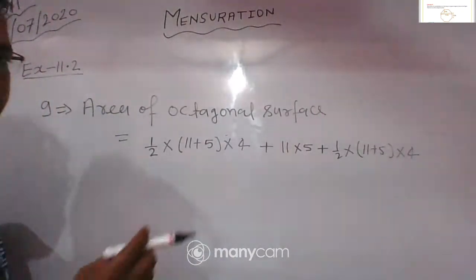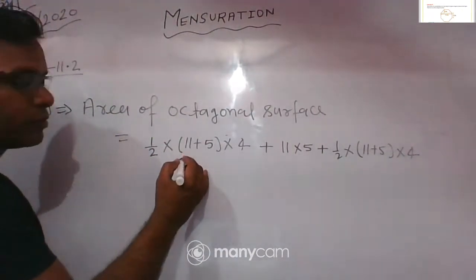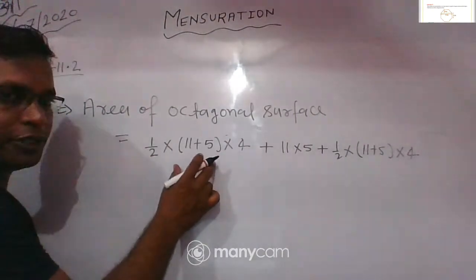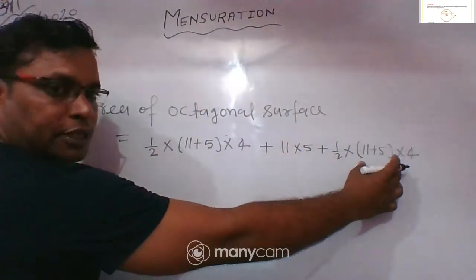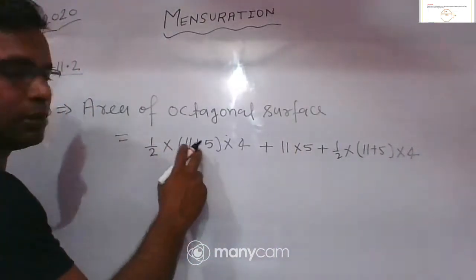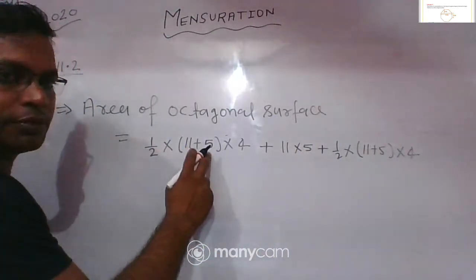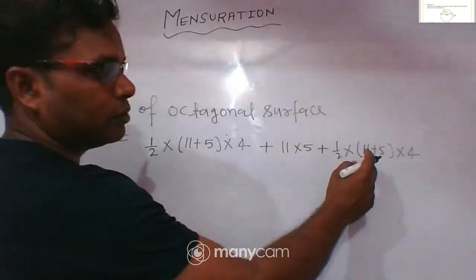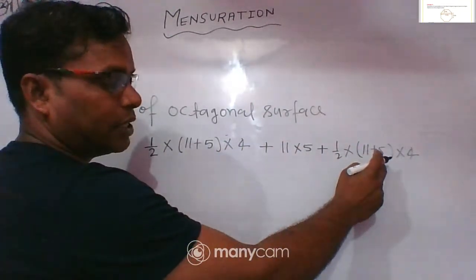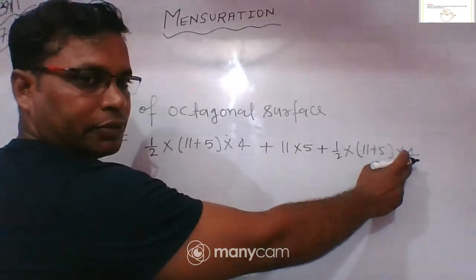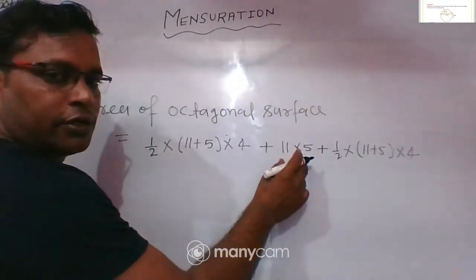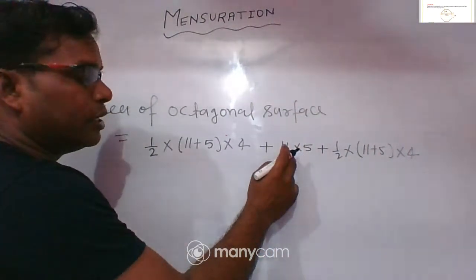So you can see this is the first part, this is a part of a trapezium, this is also part of the shape of a trapezium. So you find the sum of parallel sides, 11 and 5 are the parallel sides and 4 is the distance between them. Here also 1 by 2 sum of parallel sides into distance between them. You can say perpendicular distance. And this is a rectangular shape, length into breadth.